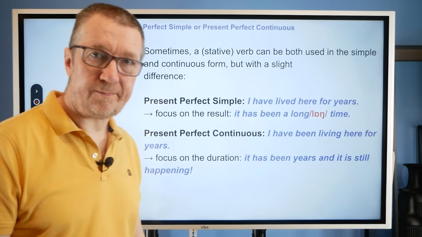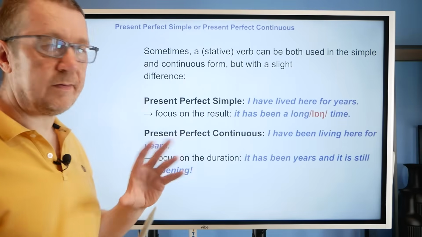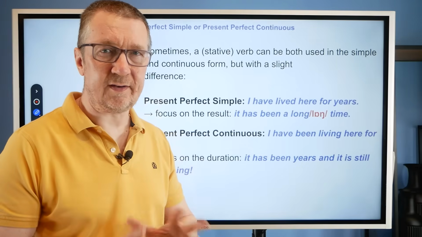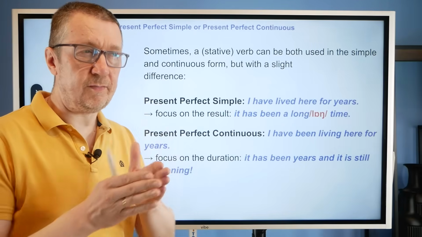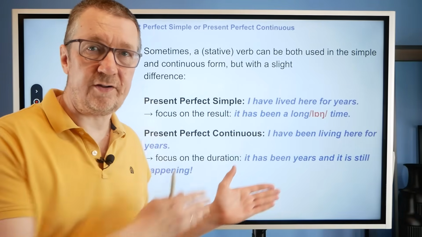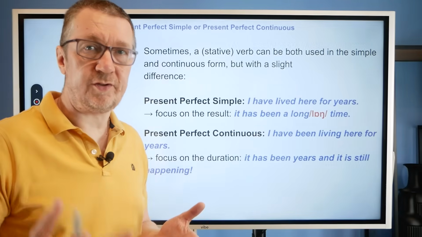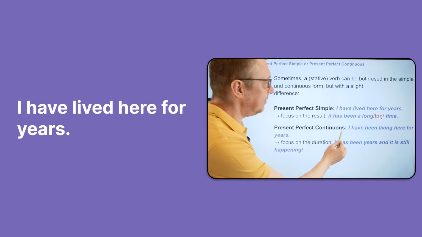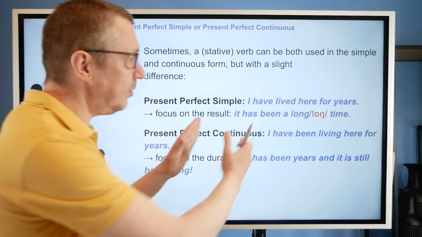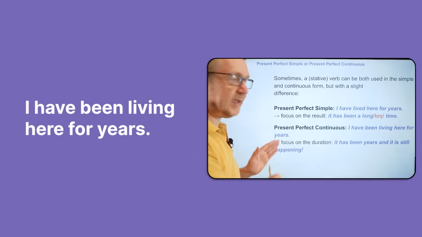So, sometimes a stative verb, for example, can be used in both the simple and continuous form. Now, there is a slight difference, and as a native speaker actually, who would interchange these quite easily, I have to almost peel apart the two meanings in order to explain to you, because it's very close, and you can use either of these with a very similar result, and you might do. You might not even be aware of the result you want. So, present perfect simple, I have lived here for years. Focusing on the result, okay? Even though we're talking about duration in a way. Present perfect continuous, I have been living here for years.